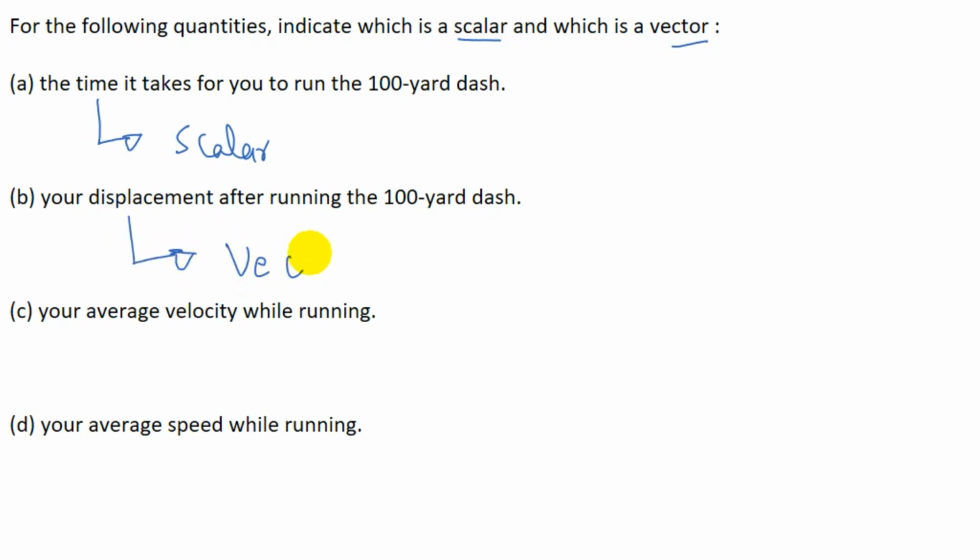You can also see my second chapter videos where I've discussed all these quantities. Next is your average velocity while running. Average velocity is a vector quantity. Average speed is a scalar quantity.